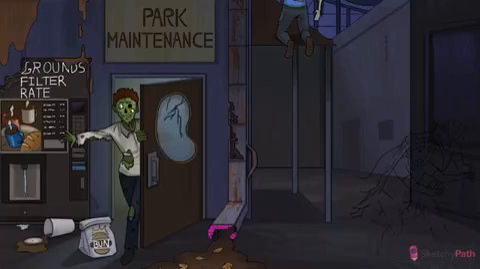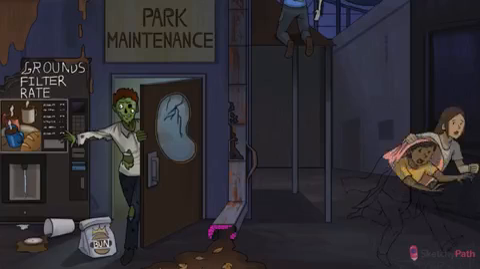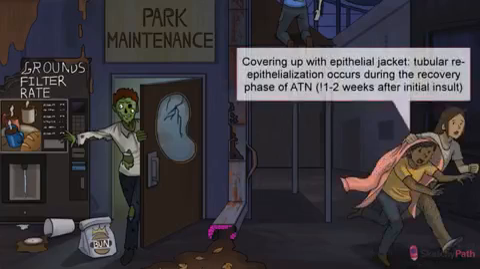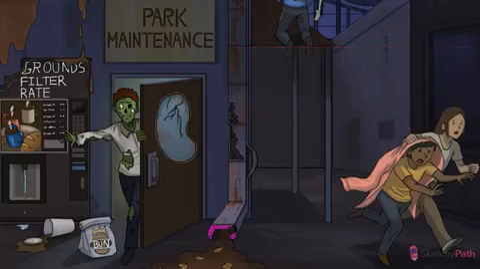Following the maintenance phase, which is most often treated with conservative measures, the recovery phase begins. Remember, this is about 1 to 2 weeks after that initial insult to the kidney. During this time, the tubular epithelium starts to regenerate along the nephron. This is called tubular reepithelialization, and it's depicted by this girl here as she covers up her friend, epithelializes him, if you will, as they make their escape.